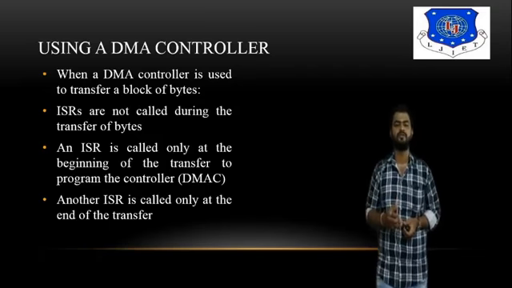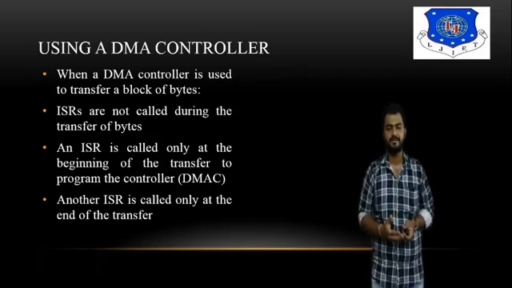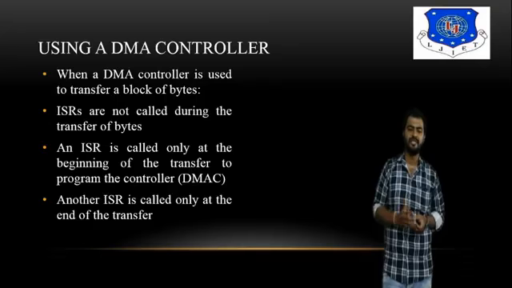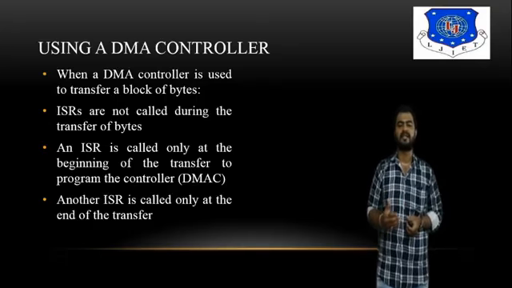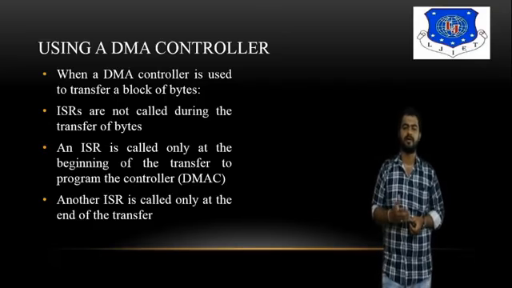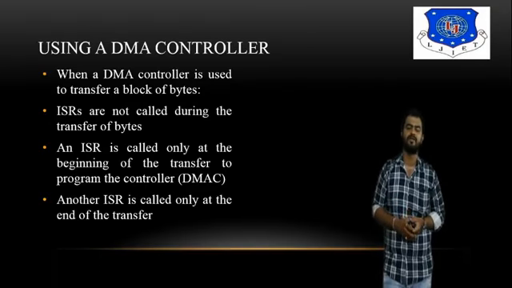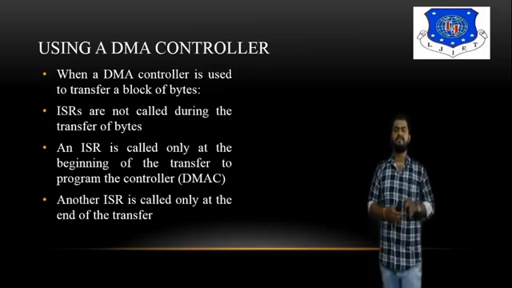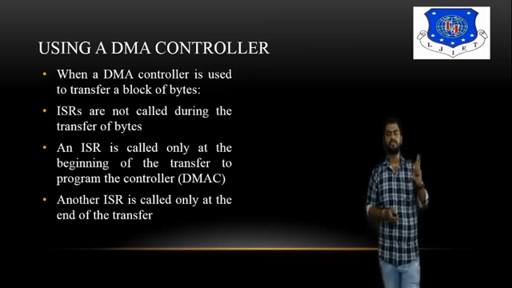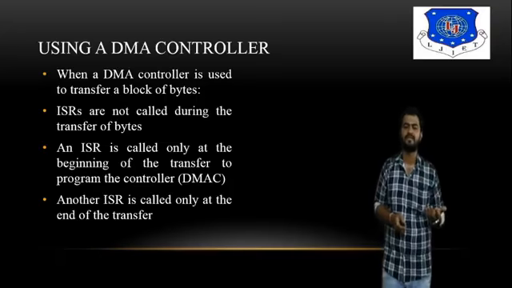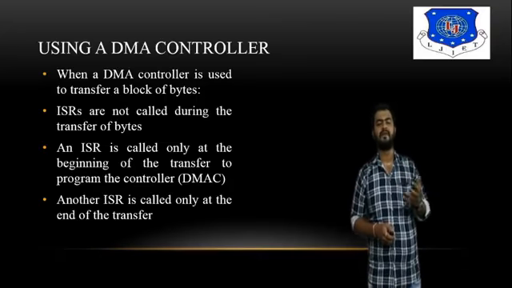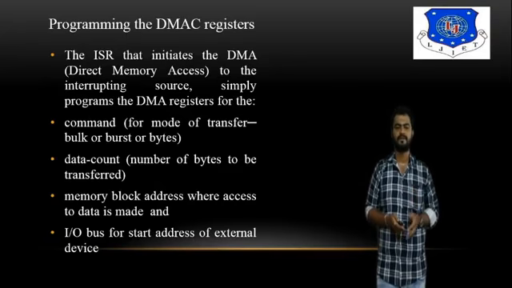When the DMA controller is used to transfer a bulk of bytes, the ISR is not called during the transfer of the bits. The ISR is called only at the beginning, to transfer the program to the controller, and another ISR is called only at the end of the transfer. So basically we have to call the ISR in only two situations: first, when we initiate the program at the beginning of the transfer, and after that, at the end of the transfer.